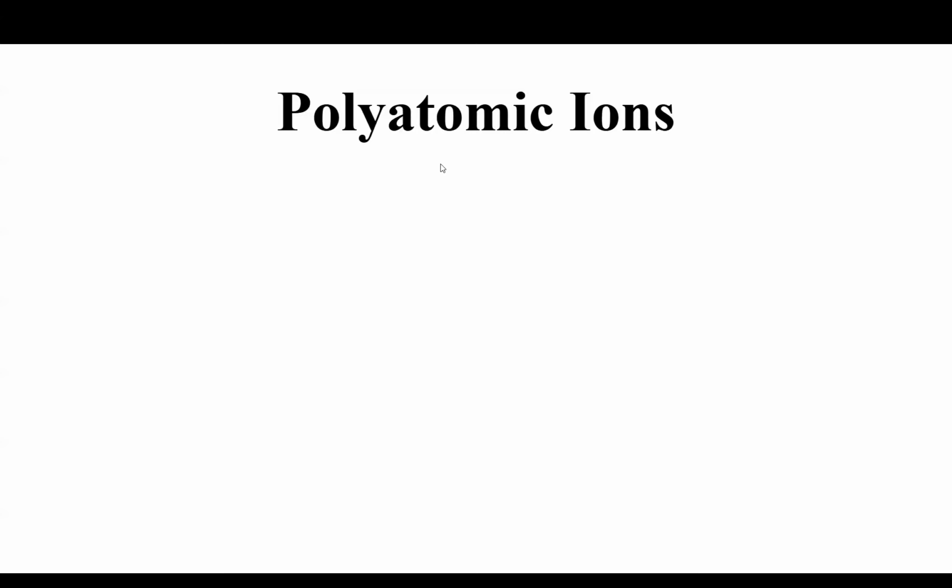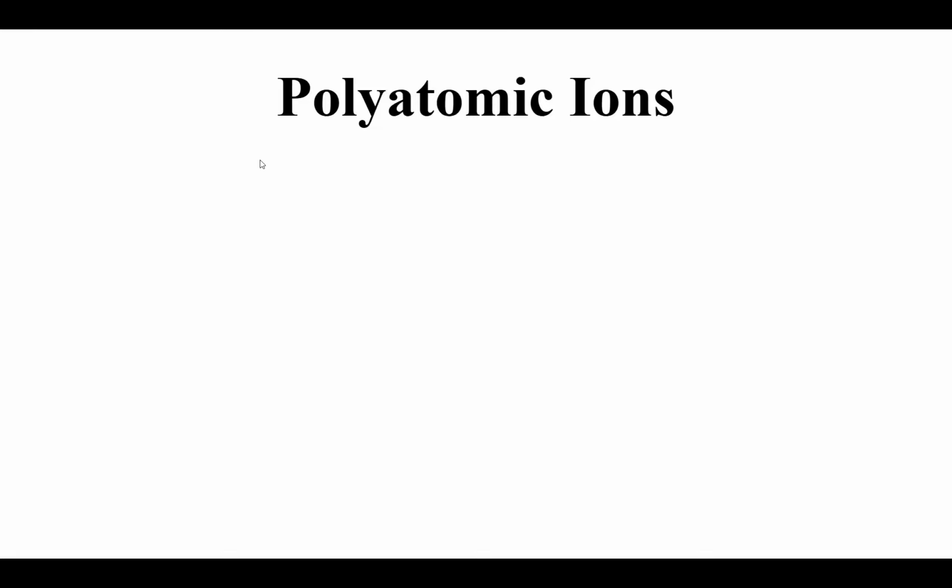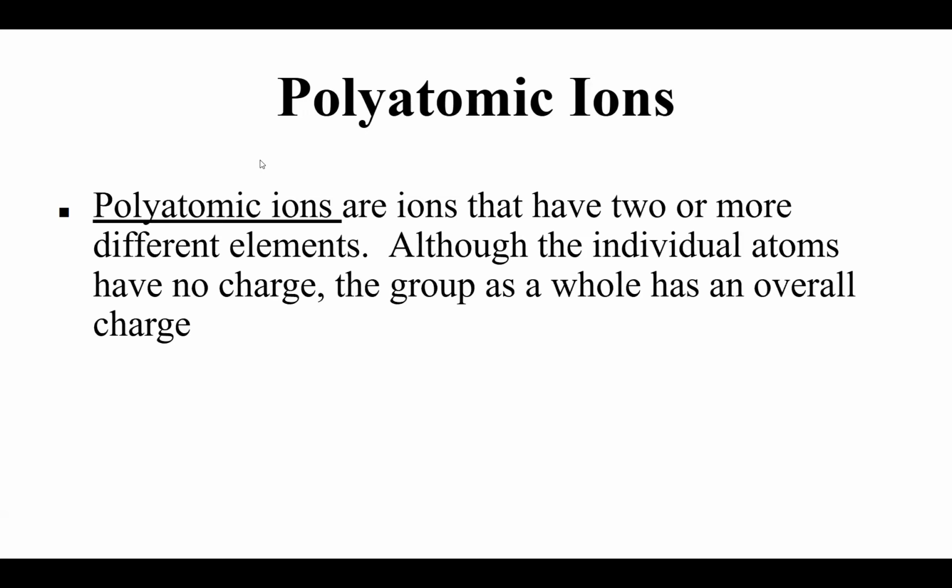Now that we know how to name binary compounds, we're going to learn about polyatomic ions and naming compounds with polyatomic ions in them. Now, polyatomic ions are just ions that have two or more different elements. Although the individual atoms don't have a charge, the group as a whole has an overall charge.